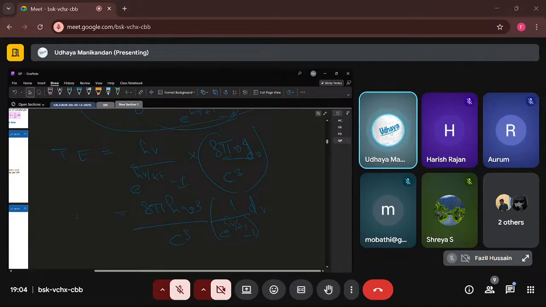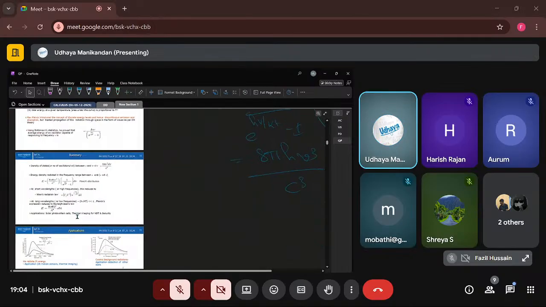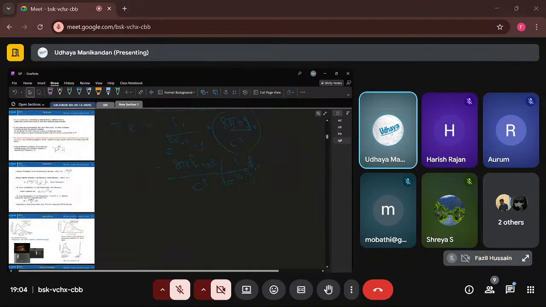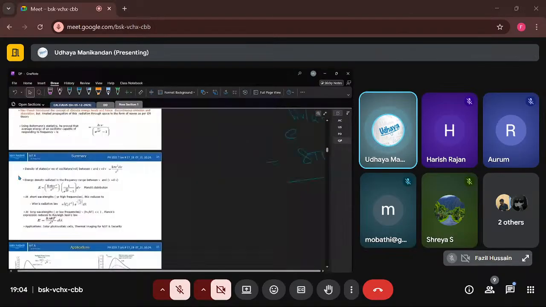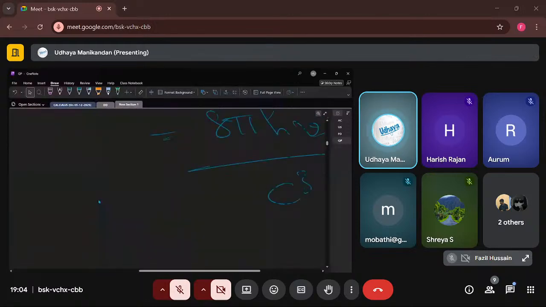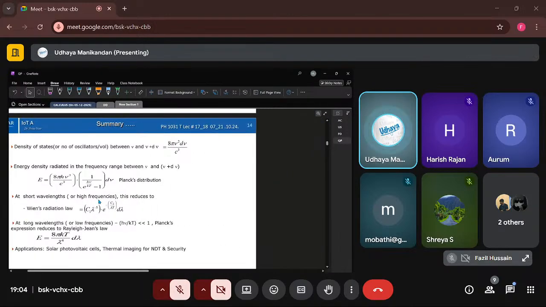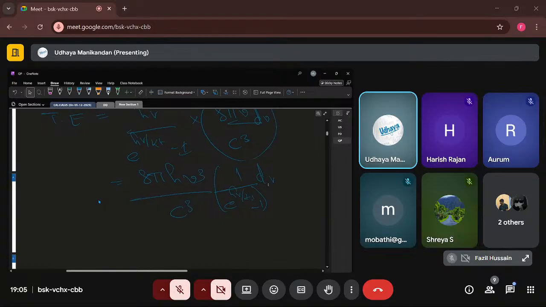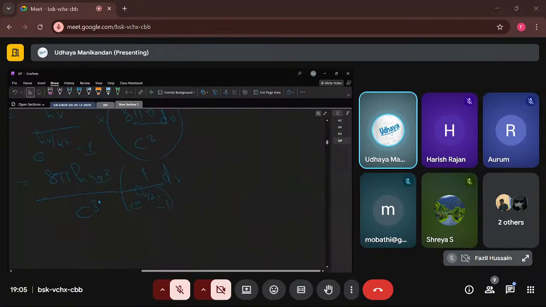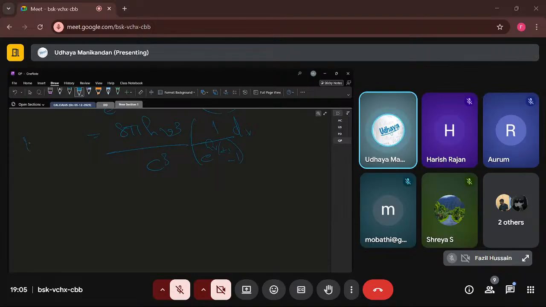So let's just cross check if the expression is right. So we have 8 pi nu square. You can write it either way, right? So 8 pi h nu cube by c cube, into 1 by e power h nu by kT minus 1. Okay, it's right. So this is the formula which was given by Planck. Very nice formula he has given for the total energy, right?